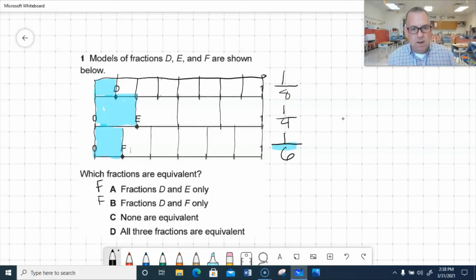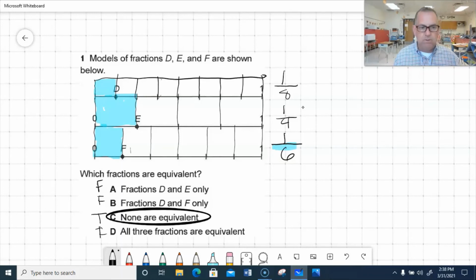Answer choice C, none are equivalent. Okay, let's look at that. We said that F and D are not equal, and E is not equal to either one of them, so that does look like a true statement. None of them appear to be equivalent because they all have the same numerator but different denominators, so that means the pieces are going to be different sizes. And answer choice D, all 3 fractions are equivalent, true or false? And that is definitely a false statement. Our correct answer would be answer choice C, none are equivalent.